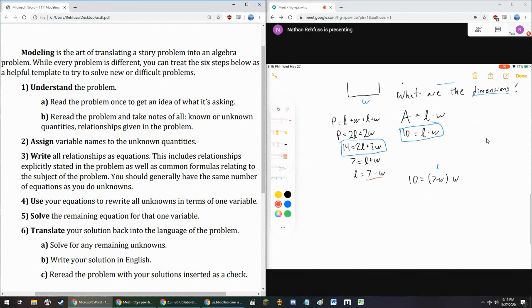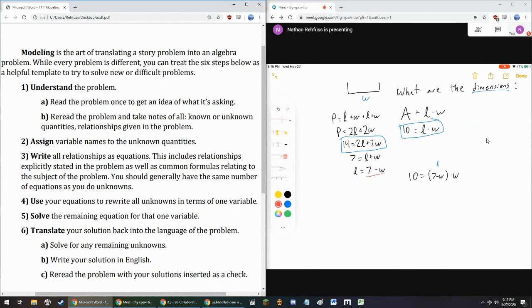So, might as well simplify each side, right? 10 is already simplified, but I can distribute this W. 7 times W minus W times W. Shortcut, right? W squared.